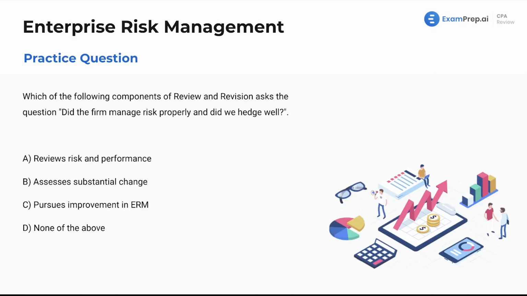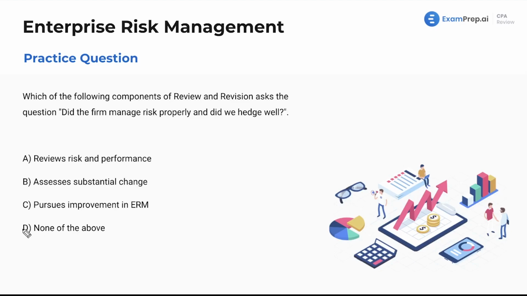Which of the following components of review and revision, back in our COSO again, asks the question, did the firm manage risk properly and did we hedge well? All right. Again, we've got our components of COSO in our review and revision. Which component asks, did the firm manage risk properly and did we hedge well? Well, it is going to be one of these.